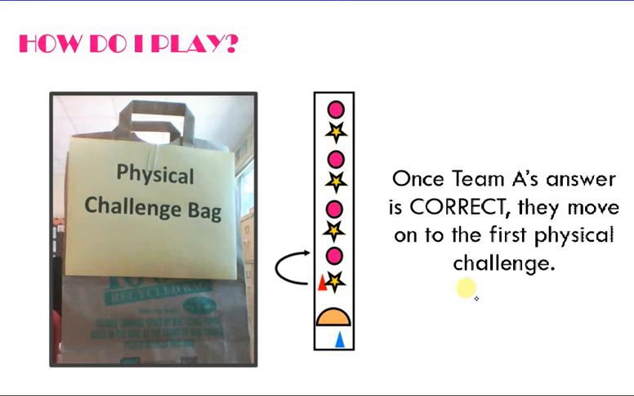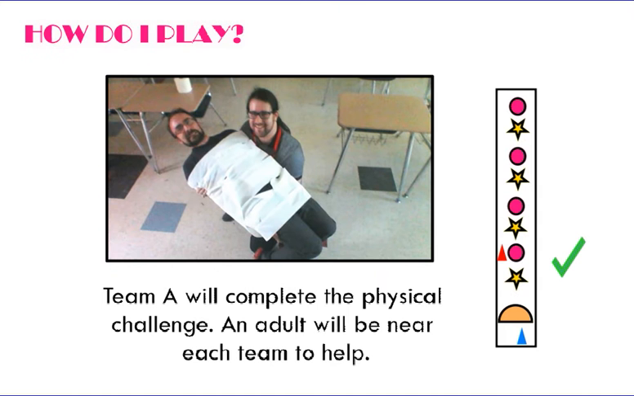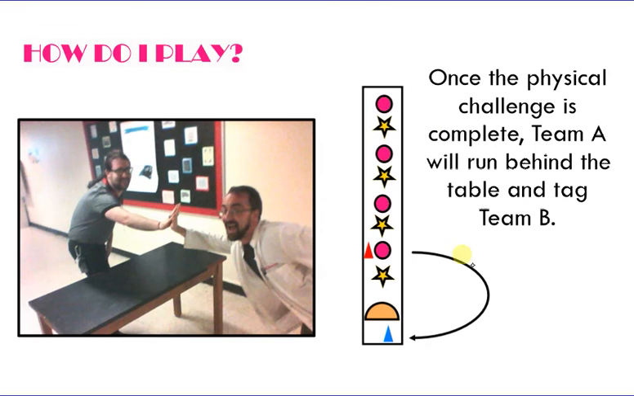Once the adult checks you off and you get 100% correct, you're then going to run to the first physical challenge bag. Your adult is going to tell you what your physical challenge is, but it's up to you and your team to figure out what materials you need from that bag in order to successfully complete your challenge. Now, once you have completed your challenge, your adult will tell you that you are good to go. At that time, you are going to run back behind the table and tag Team B, which is the blue triangle.